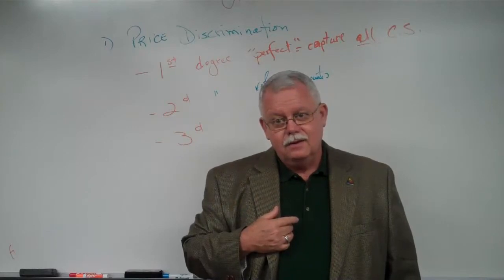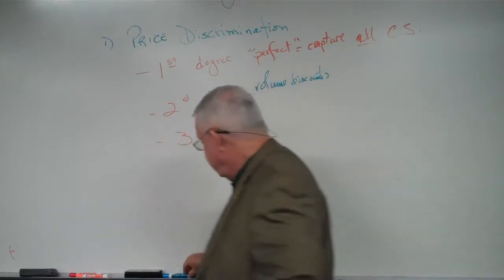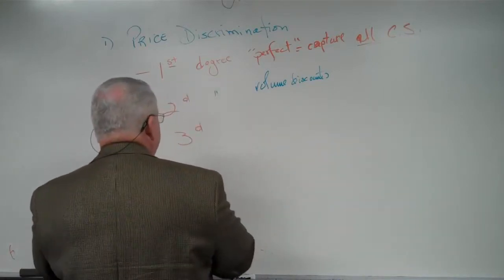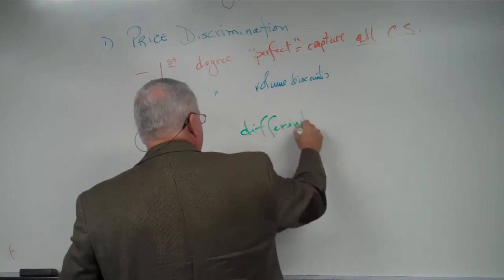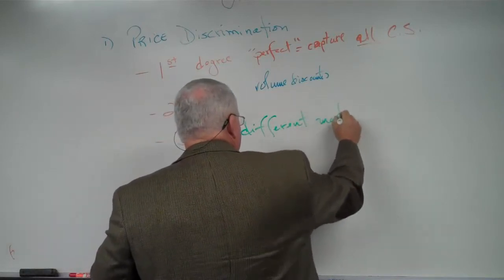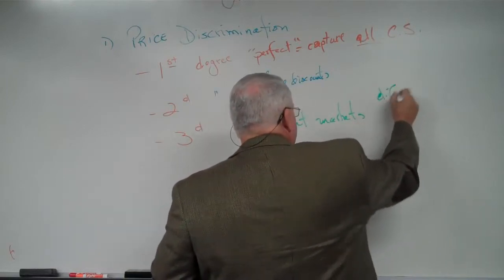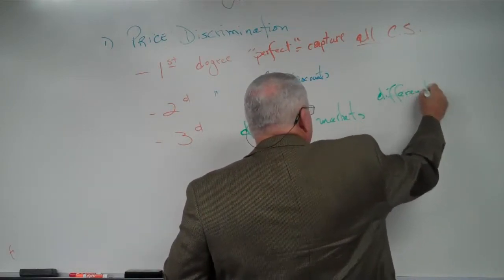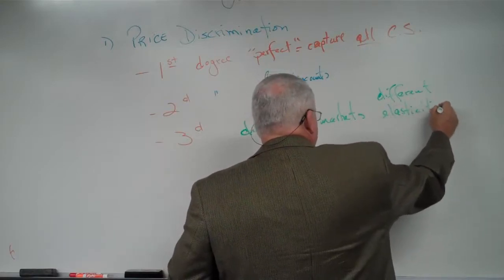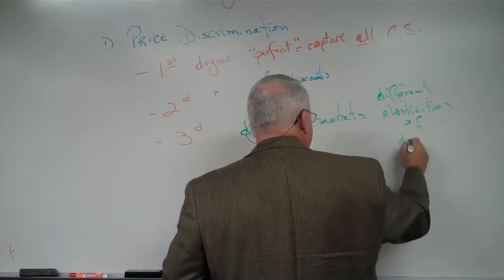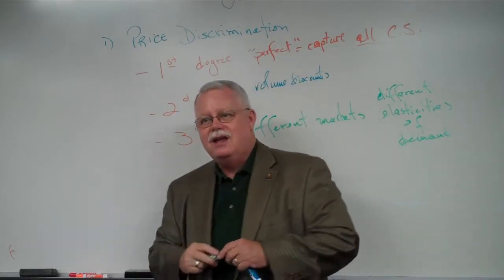Price discrimination, third degree, is when you're selling to different markets, and therefore they have different elasticities of demand. What that means is some of them are willing to pay more than others. Loosely.